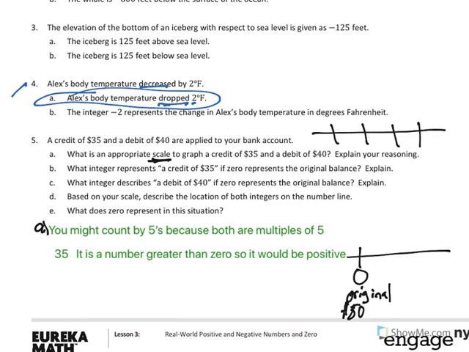So one thing you could say is that it would be a positive 35 because it's a number that's greater than 0, and so it would be positive. So if we put in $35, it would be somewhere over here. And we would be increasing the amount of money we have, so it would also be positive for that reason. C says, what integer describes a debit of $40 if 0 represents the original balance? Again, what that means is the original balance is right here. And now if we had a debit of $40, would it be on this side or on this side of our number line? And I'm going to erase our number line so that I can write it.